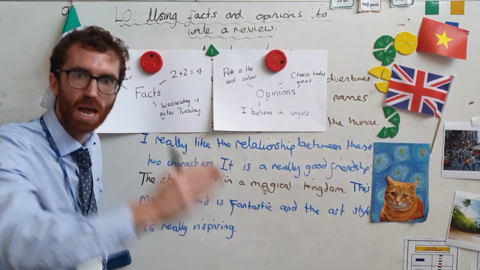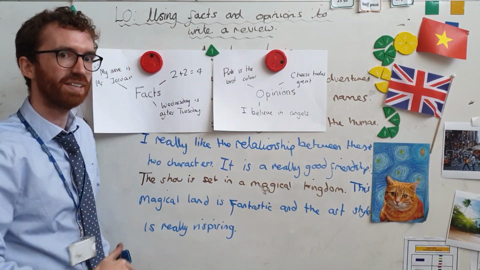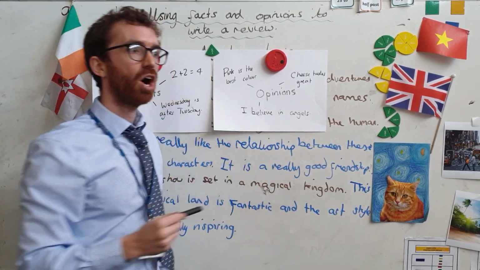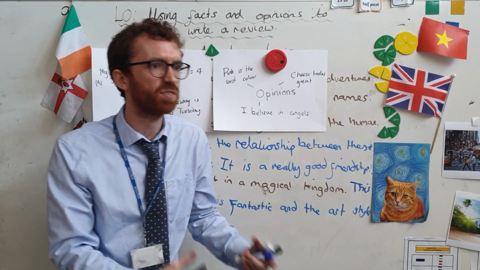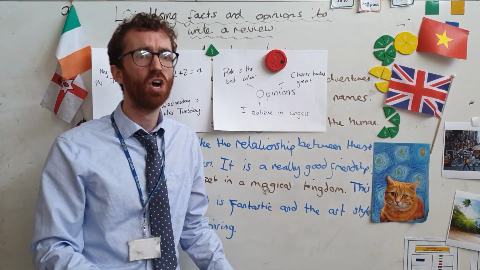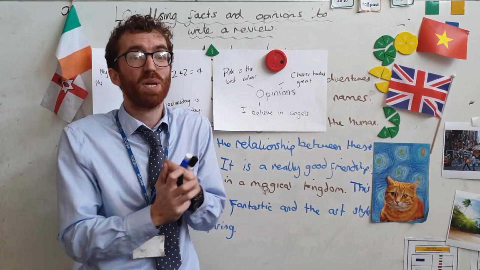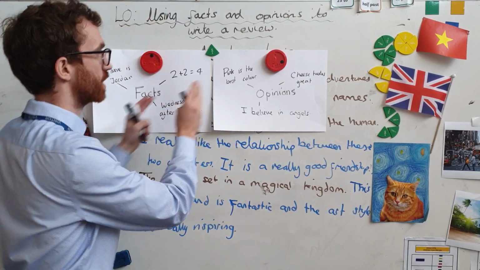So facts are things that are true. Could be a date, a time, a colour, something that is always happening. Opinions are things that we think are true, things that we like, things that we don't like, or just things that we believe, things that maybe we have faith in. So that's the difference between a fact and an opinion.